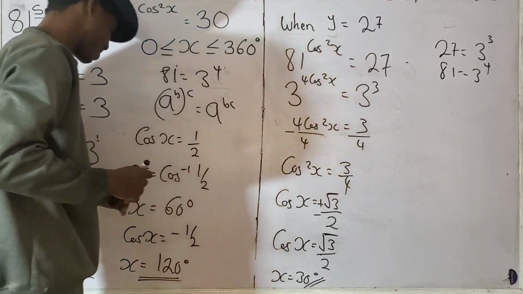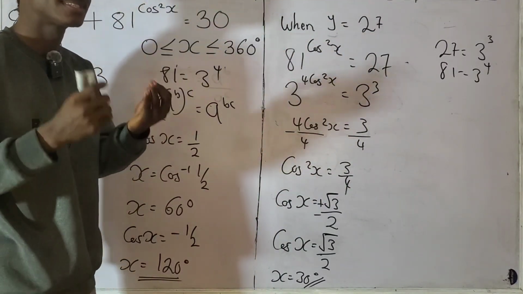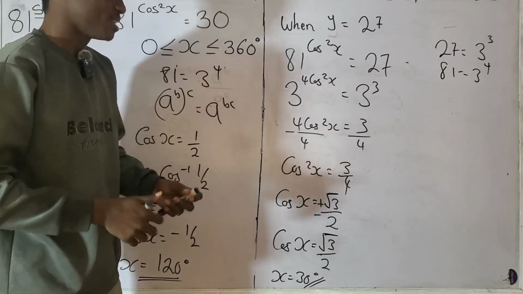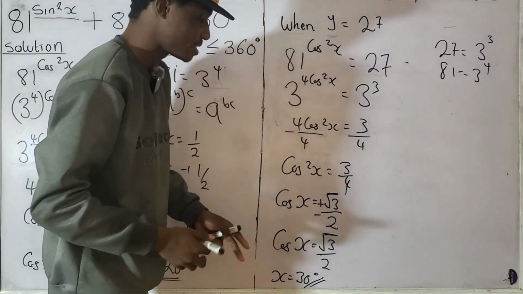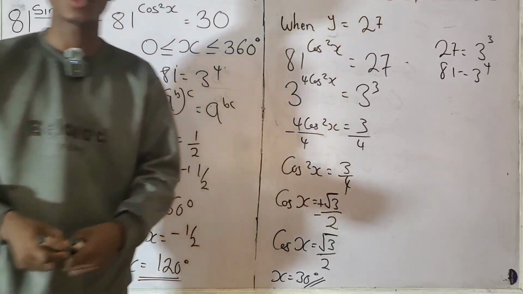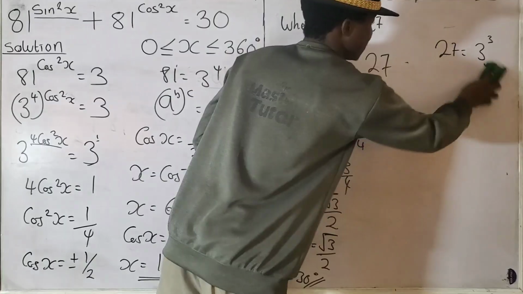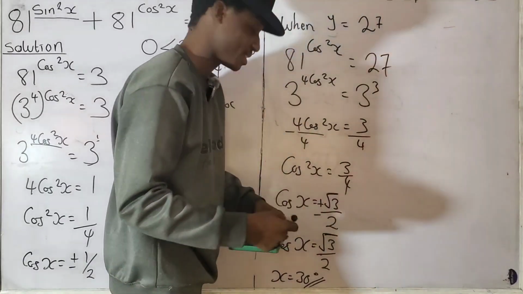Now, we are not done. We have to find all the values of x. There are 6 values of x. Now, to get the next value of x, we are going to focus on the negative root 3 over 2. And this is how you are going to do it. Okay, let me take time to teach that now. Please pay attention, it's simple.